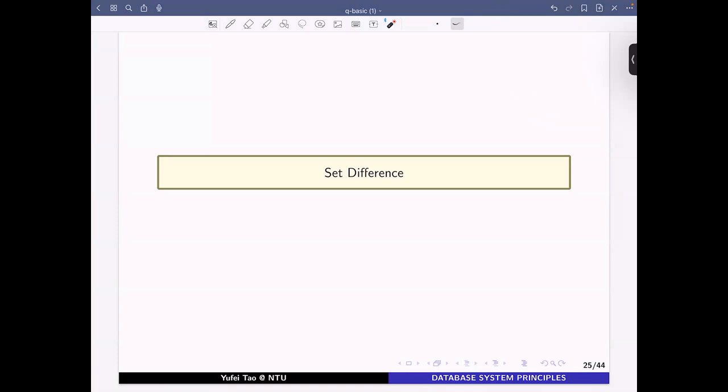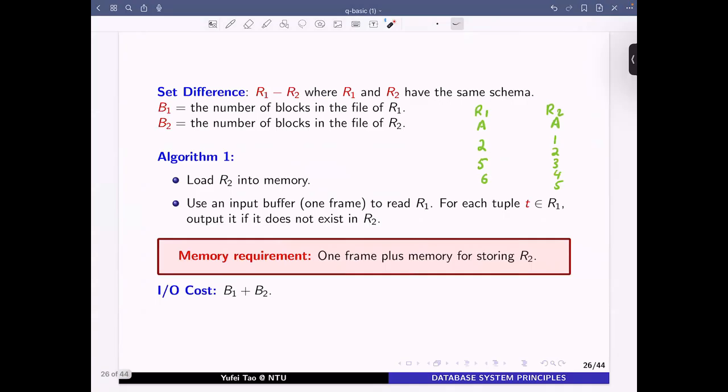All right, next, let's talk about the set difference operator. Let's recall in this operator, you have two relations, R1 and R2. Here I have an example for you. R1 and R2 have only one attribute, A, and R1 has three tuples here, 2, 5, 6, and R2 has five tuples, 1, 2, 5, 1, 2, 5. Now, remember, the result of this operator should consist of tuples that appear in R1, but not in R2.